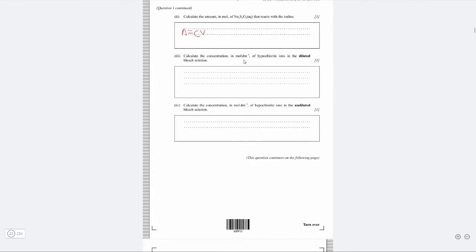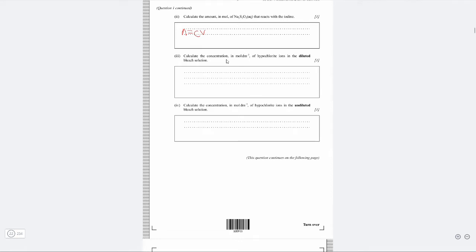Okay, next, calculate the concentration in moles per cubic decimeter or moles per liter of hypochlorite ions in the diluted bleach solution. So it's basically the same. We know how many moles of thiosulfate we have, and if you look here, we see that they react 1 to 1. Oh, hypochlorite. Well, let's see here. Hypochlorite reacts to produce 1 mole of iodine, and 1 actually reacts with 2, so I was wrong. It reacts 1 to 2.